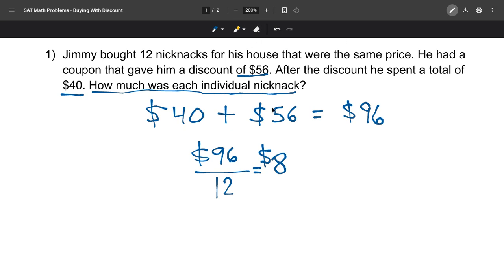And let me move this over and make the dollar sign right next to the $8 there. So there we go, $8 for each knickknack. Okay, let's take a look at a few more problems like this, and if you want to try along, maybe pause the video, try it on your own, and then see how you do compared to me.